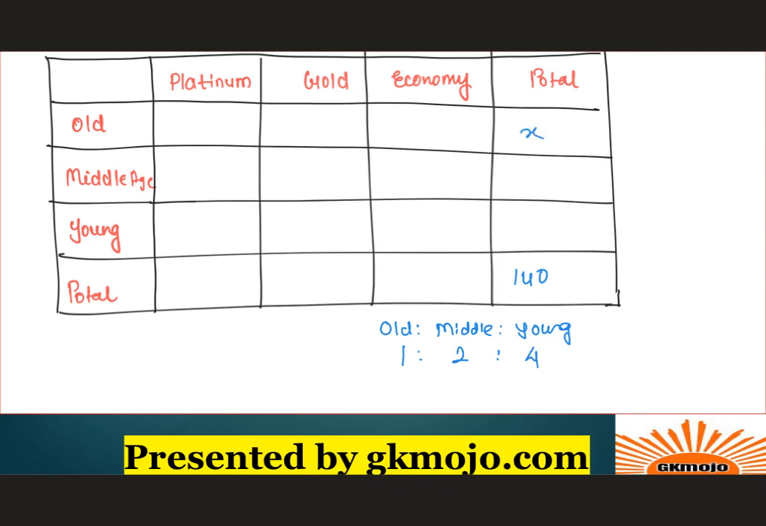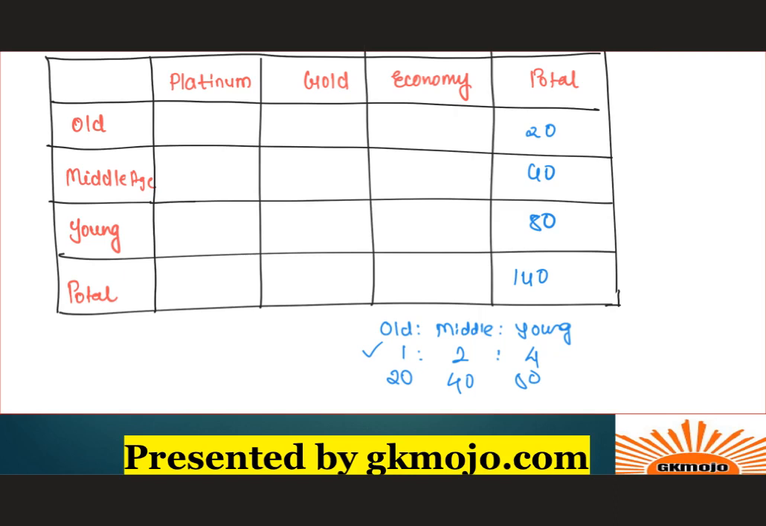So if this is x, this is 2x, and further they have given that the number of young visitors was twice the number of middle-aged visitors, which is 4x. If you take a ratio, you will get this only. I hope you have understood this. So the total is 140. If you split 140 in 1:2:4 ratio, you'll get 20, 40 and 80. So basically we've got the total for old, middle-aged and young visitors, which is 20, 40 and 80. With the second point, we've got this information now.